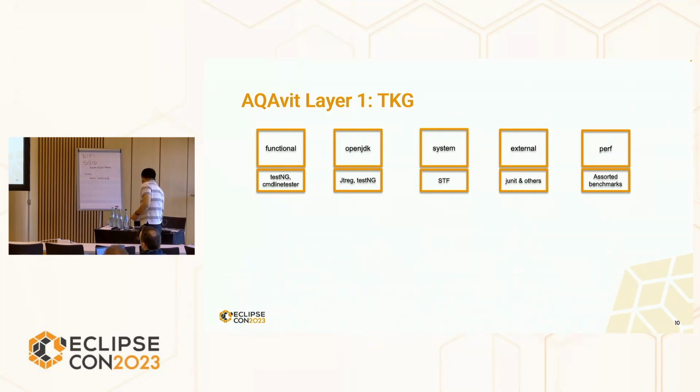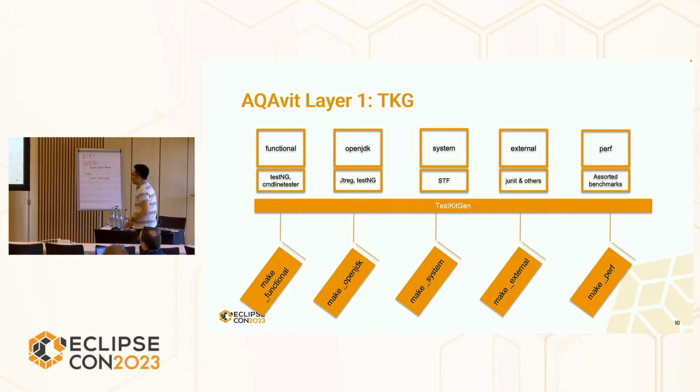That is why we use the first layer, Test Kit Gen, TKG. With TKG, it's more of a wrapper. We wrap the test frameworks inside of TKG. So if we want to run functional tests, we just run make underscore functional. It will run the functional tests. For OpenJDK, it would be the same format. In this way, it will be easier for users to run the tests inside of AQAvit.